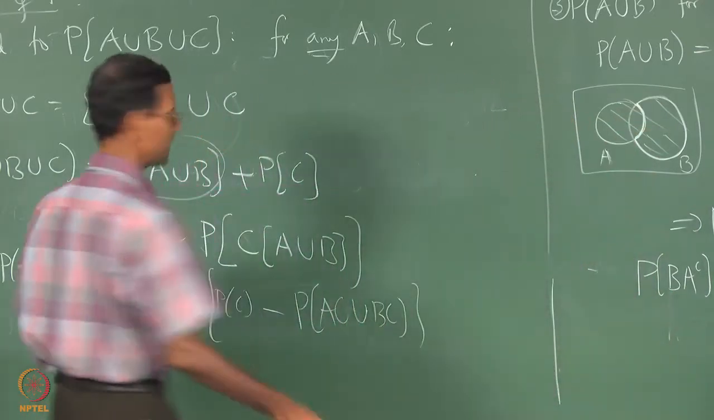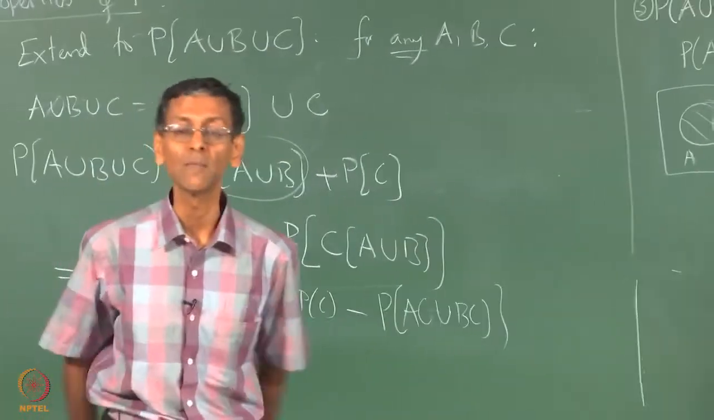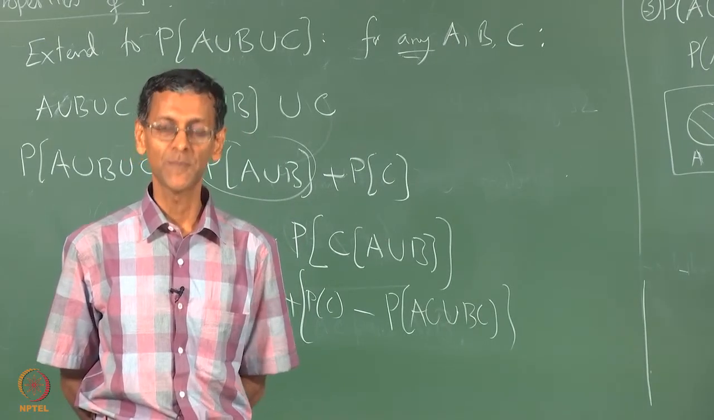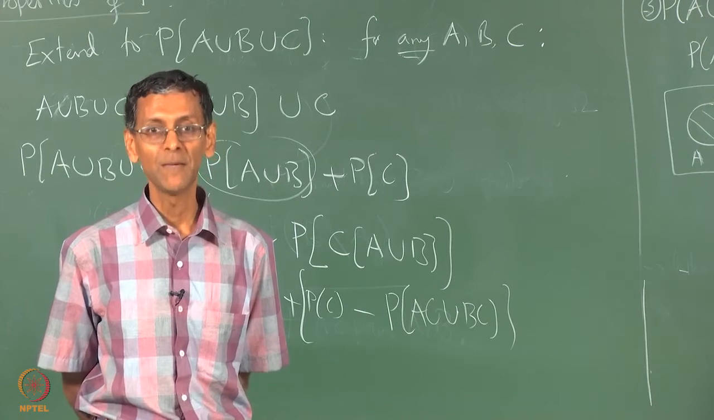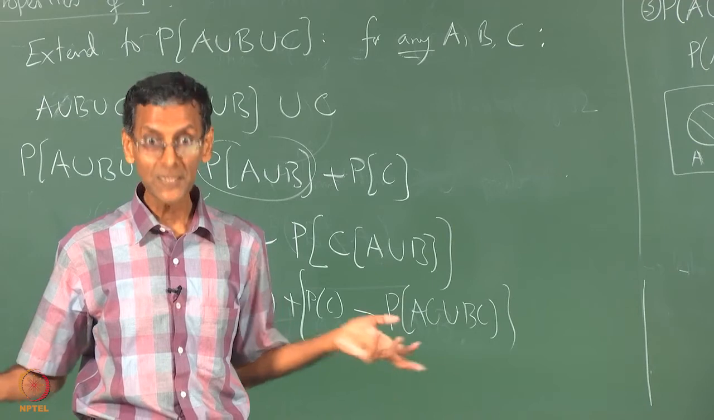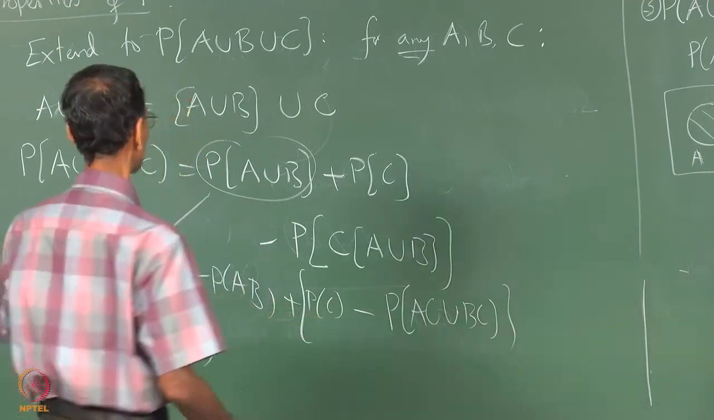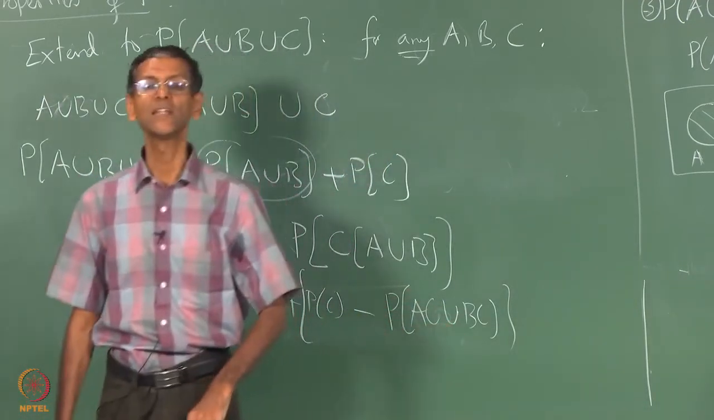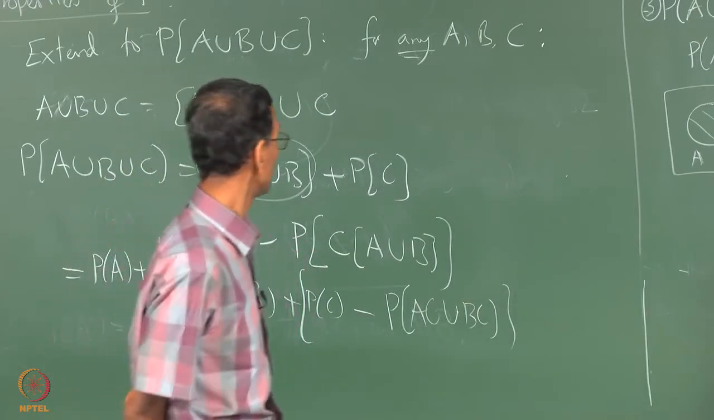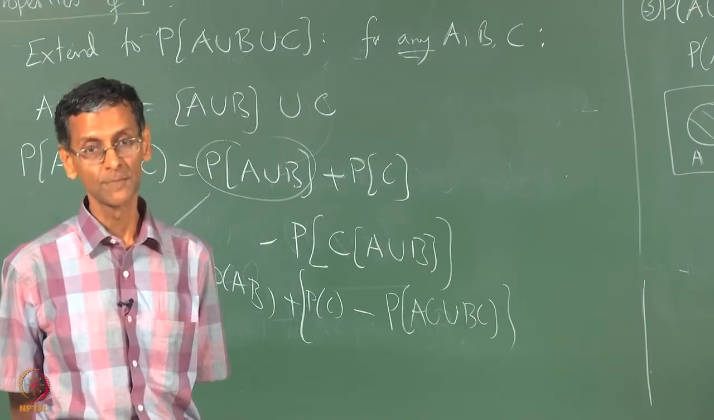So finally what do you get? I am not going to write all the steps, so you do it and tell me what you get. You get PA plus PB plus PC minus PAB plus PBC plus PCA, all of those with a negative sign, and then you get plus PABC. Where did that plus PABC come from? That comes from here. AC intersection BC is just ABC. If you draw a Venn diagram, that will become very clear.